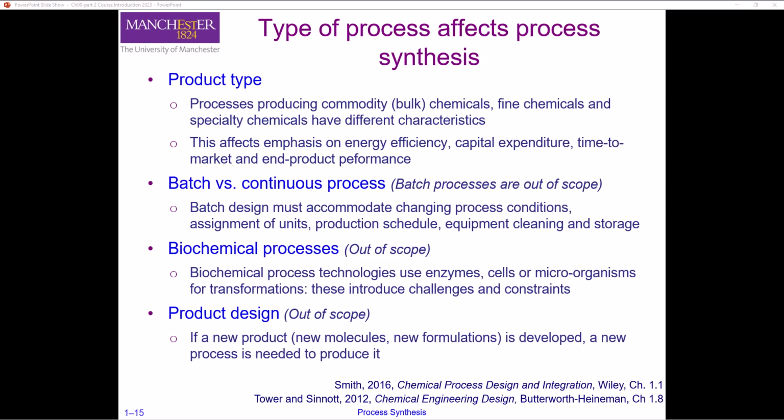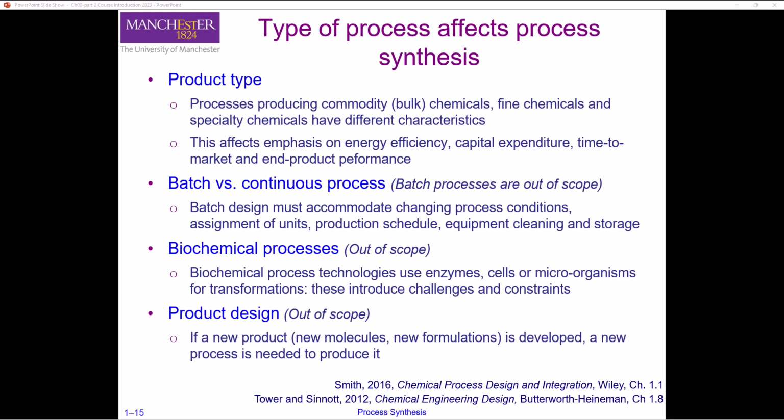The type of process affects process synthesis. For example, we talked about different types of chemical products, and if we look in particular at bulk products or bulk chemicals, the margin, the difference between the value of the product and the cost of the raw materials, tends to be low.